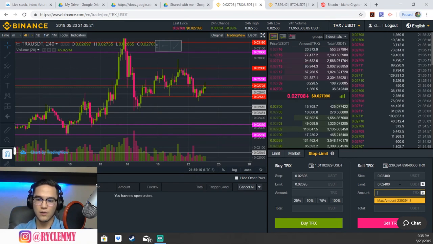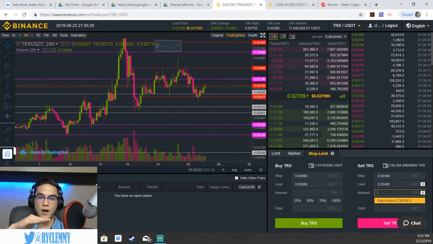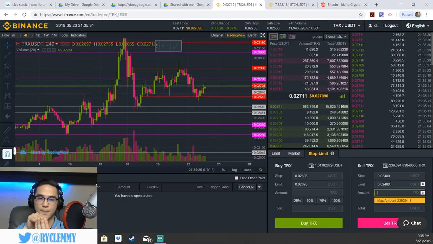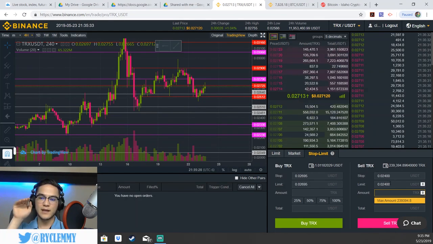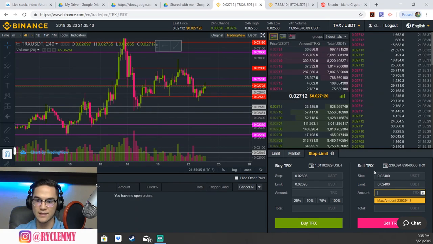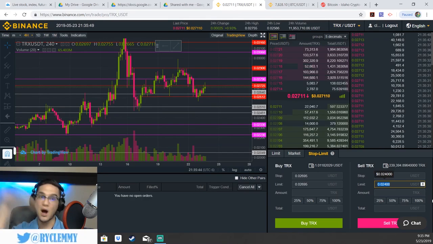Okay? So, for example, on Tron here, if I put my stop at 2.4 cents and my limit, as soon as Tron hits 2.4 cents, Binance will automatically place a sell order at 2.4 cents for me to eliminate my losses. But the problem with this setup is that if the price of Tron just tanks below this, and your order goes in to sell at 2.4 cents, but it just bombs past it, your stop limit's not going to get filled, and you're going to wake up to a huge loss, and that's going to be a crappy day.